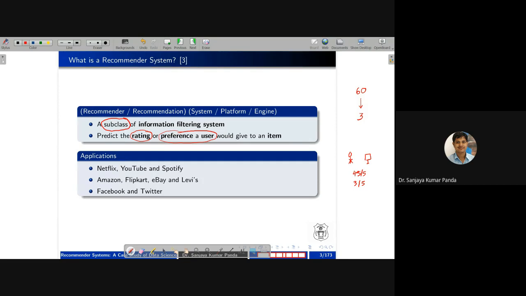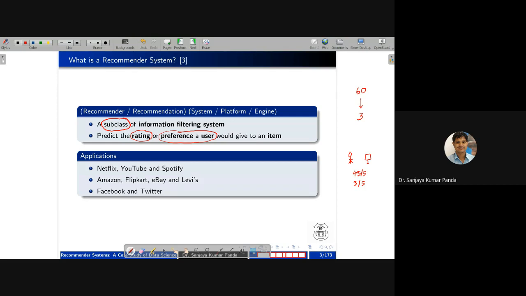Now, if you see the applications of recommender systems, there are several. Nowadays we have OTT platforms: Netflix, YouTube, Spotify. In Netflix, based upon your watching pattern, they suggest that as you have watched this particular movie, you may like the recently released new movie. So it provides you some kind of suggestions. That suggestion is called a recommendation, and it is done by a system, a process, or an engine.